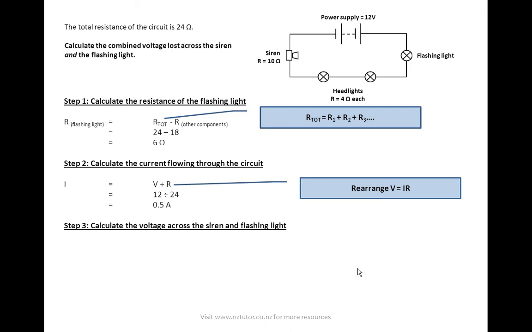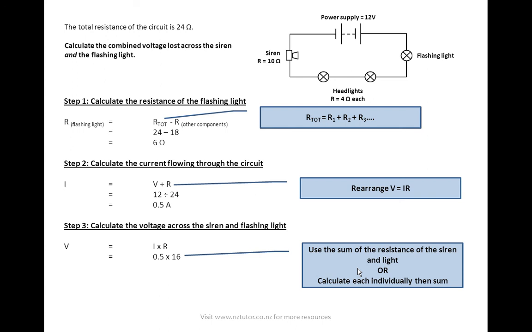Step 3. Calculate the voltage across the siren and flashing light. Use V equals I times R. Substitute 0.5 as the value for the current. The resistance is calculated by adding the separate resistances together for the siren and flashing light. We can do this because they are in series.